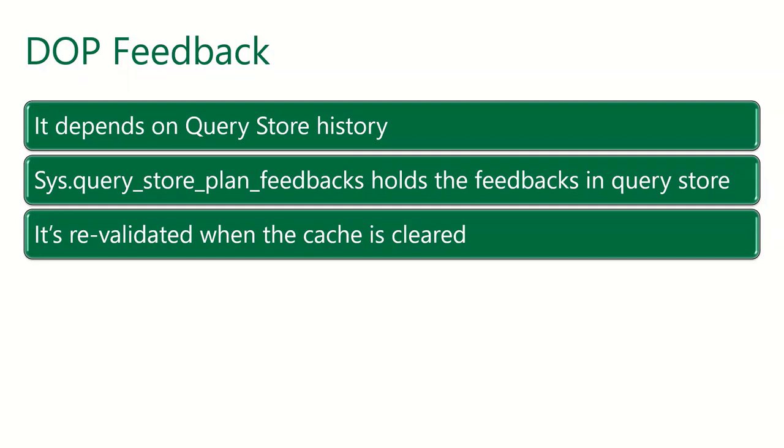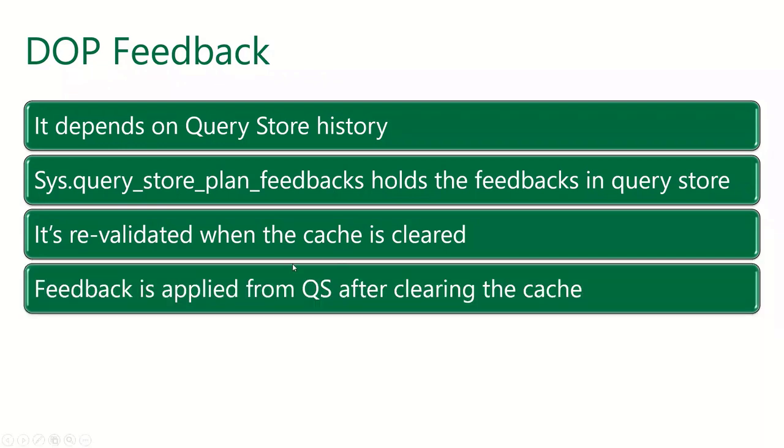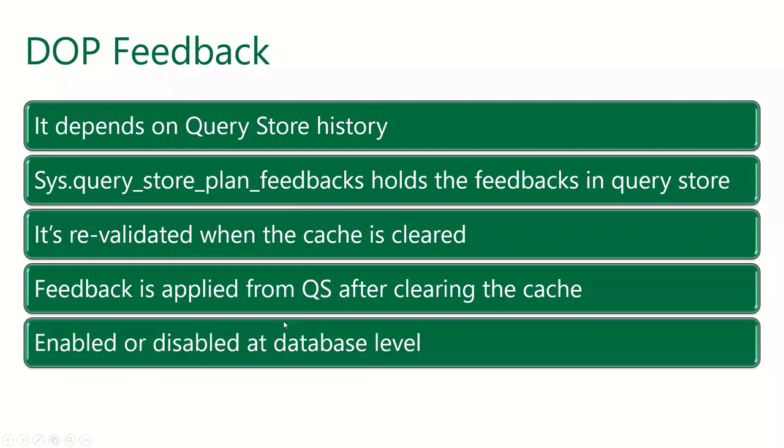We clear the cache. The query arrives again. The query processor knows today how to check this DMV. The query processor will be checking to see if a feedback is present. If the feedback is present, that feedback will be applied to the query. In the case of the DOP feedback, when the cache is cleared and the feedback is retrieved again from the query store, the feedback is revalidated to be sure that it is still valid. So feedback is applied from query store after clearing the cache. When you clear the cache, the feedback will be retrieved from query store.